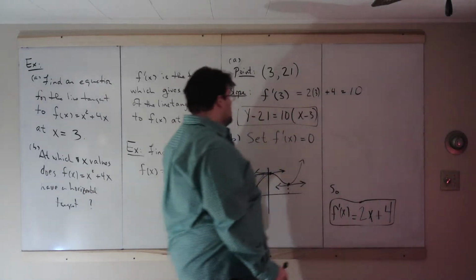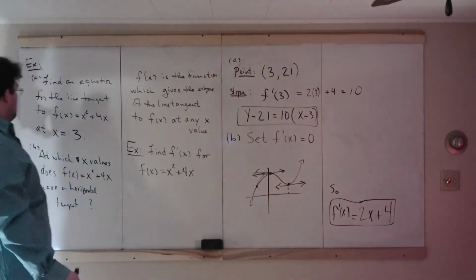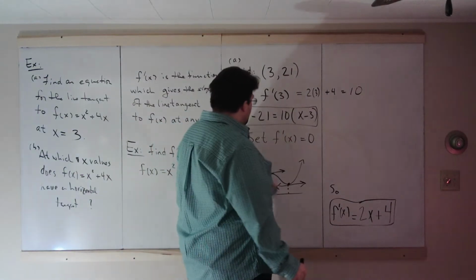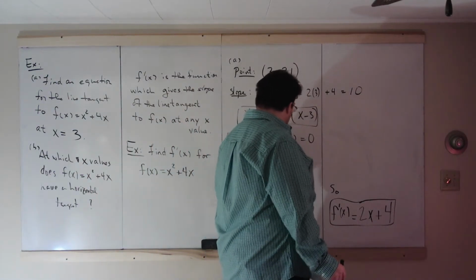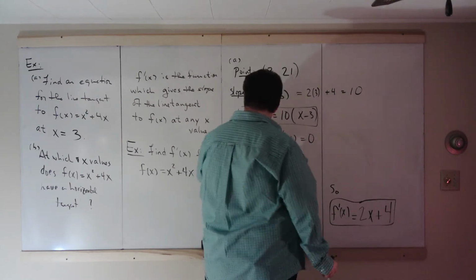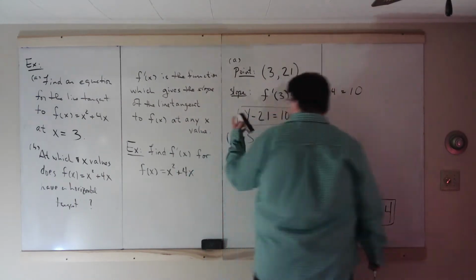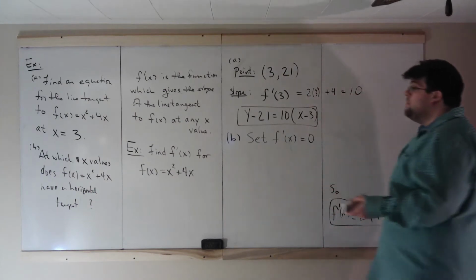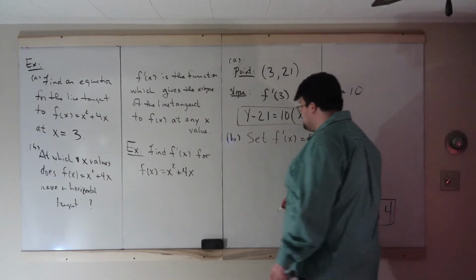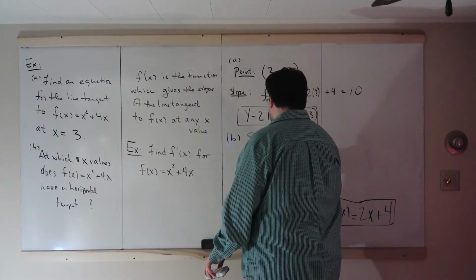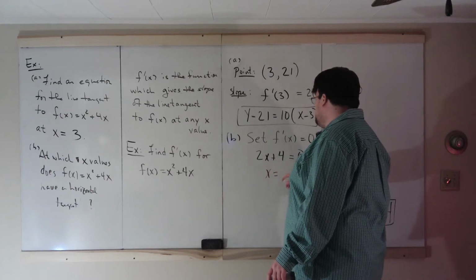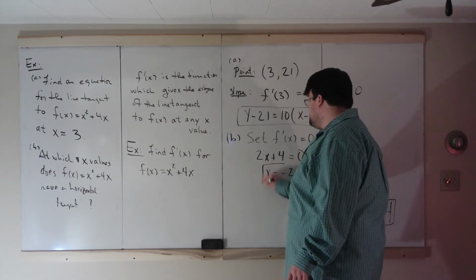But here, we need x values at which the function has a horizontal tangent line. Well, we need to find where the derivative is 0, because where the derivative is 0, by this remark, the slope of the tangent line will be 0, and a horizontal line has slope 0. So I guess this will be 3 lines of work, sorry. 2x plus 4 equals 0 at what x value? Well, x equals -2.